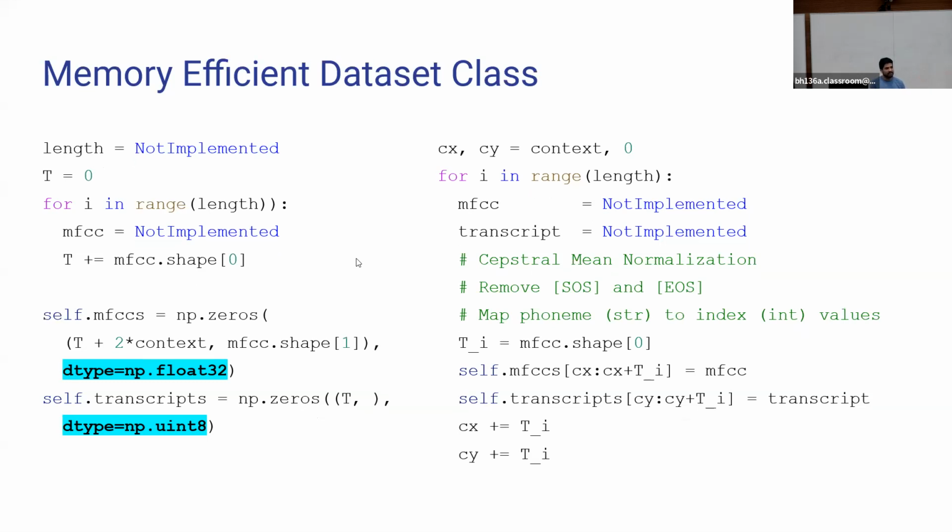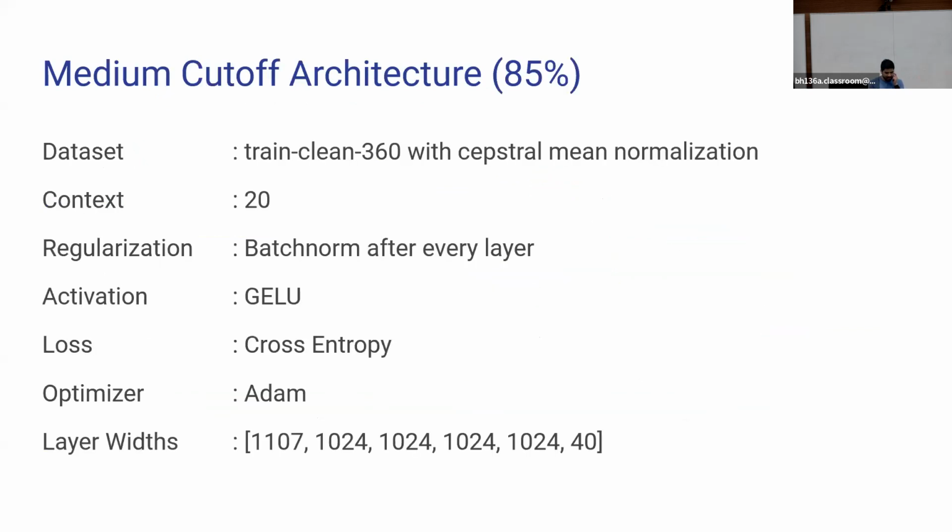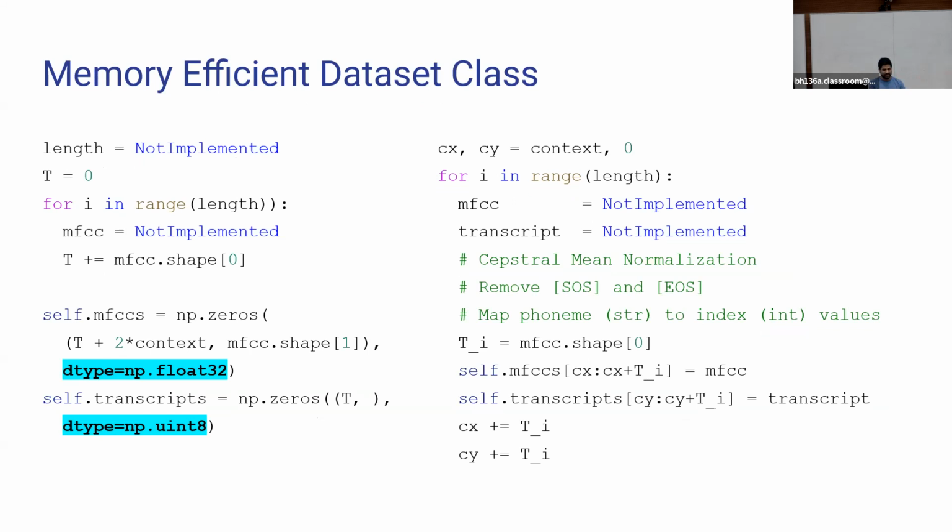However, you should be able to cross 89% with just 360. So even if you're training a model only on 360, it is possible to cross the high cutoff. This is a medium cutoff architecture. Okay, before we go further, is this clear to everyone? Yeah.